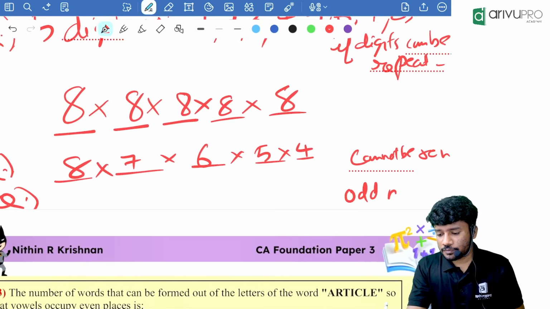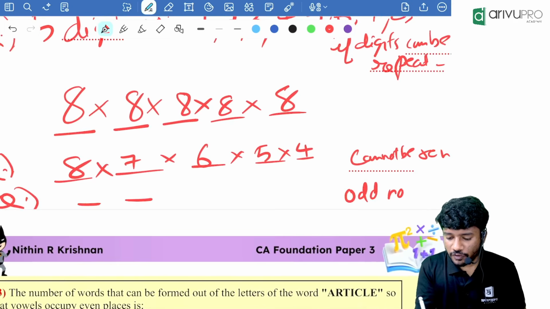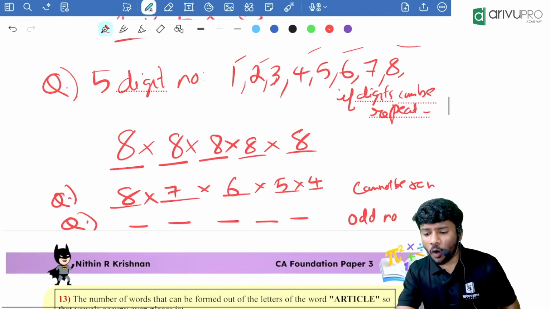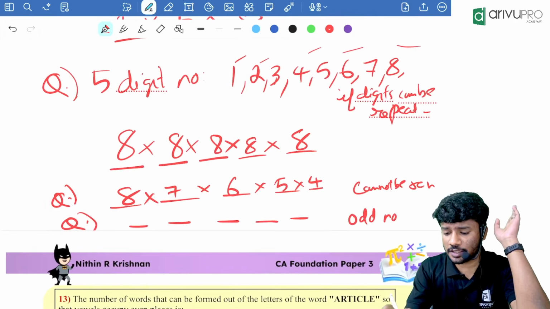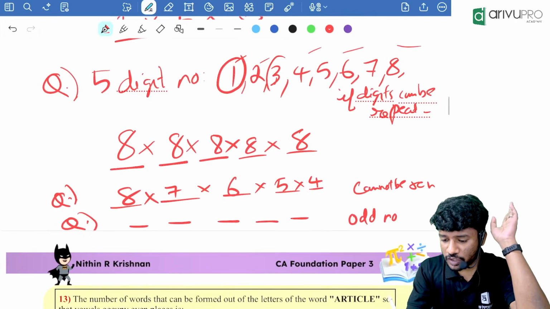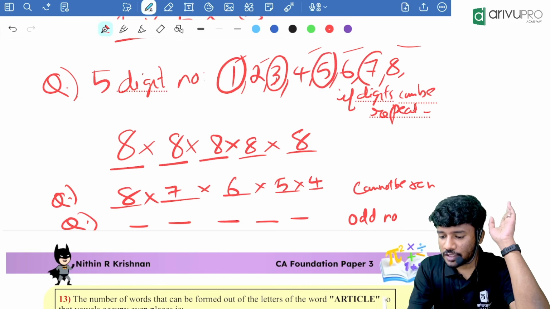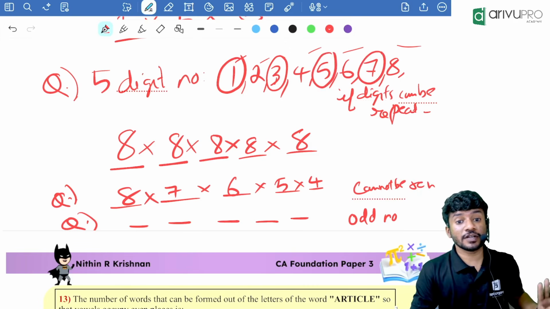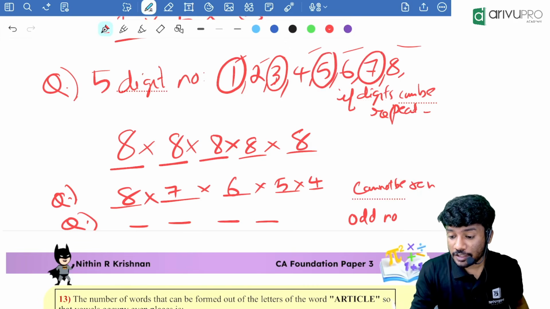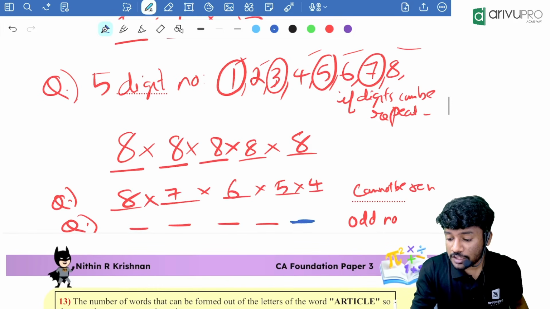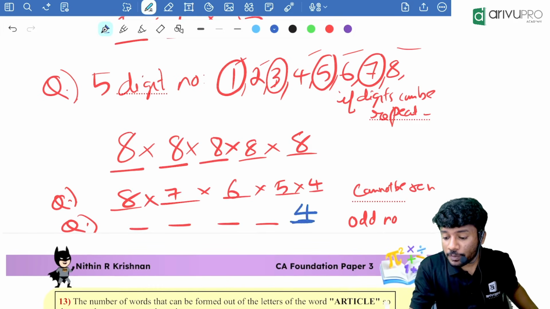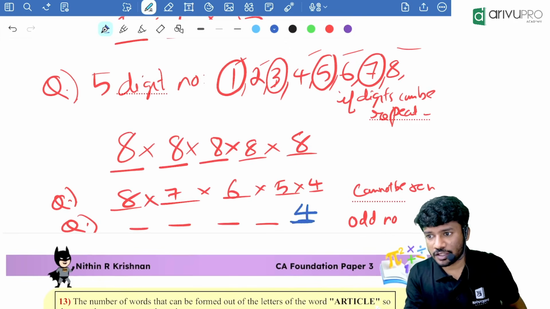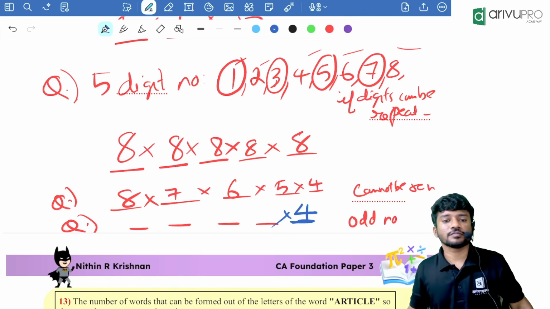Odd number. It should be an odd number. A 5-digit odd number. Shruti, are you getting this? A 5-digit odd number means how many odd digits are there? 1 is there. 3 is there. 5 is there. 7 is there. 4 odd digits are there. So you will give preference to what? The ones place. Correct? Any 4 people can sit in the ones place. That is the first thing you can write.